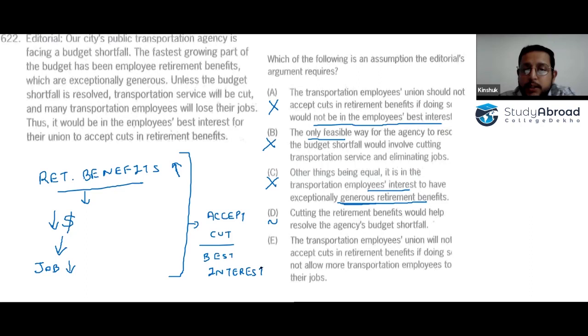Let's look at answer choice E as well. It says the transportation employees union will not accept cuts in retirement benefits if doing so will not allow more transportation employees to keep their jobs. So see, he's talking about not accepting cuts if it does not help the employees to keep their jobs, right? So they are not talking about the other condition here. Again, this is as good as answer choice A, because answer choice A was saying that you should not accept it if it is not in the best interest, right? This is also saying the same thing. How is it saying that? Not accept the cut in the retirement benefits if the transportation employees are not able to keep their jobs. That is as good as saying that they should not accept the cuts if it is not in the employees' best interest. So again, E is not the assumption behind this argument. So the right answer choice is answer choice D.